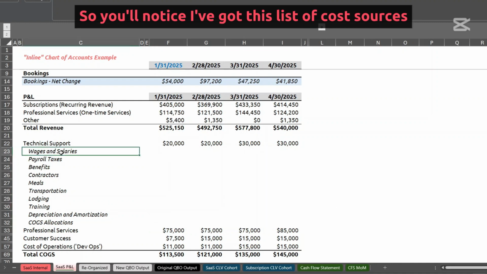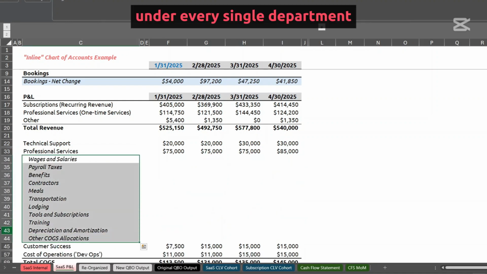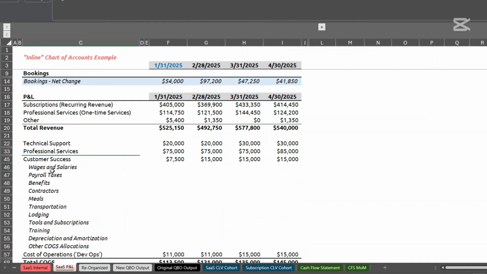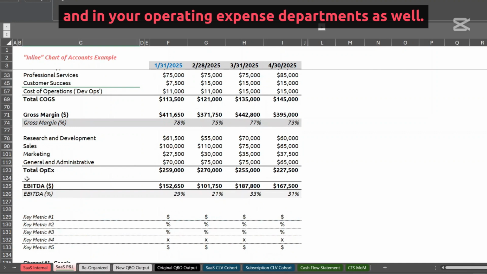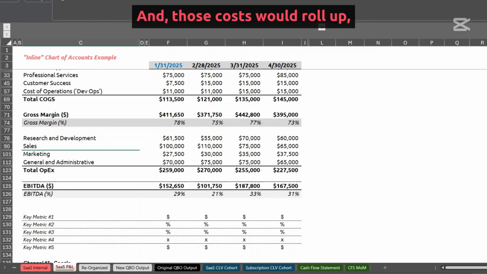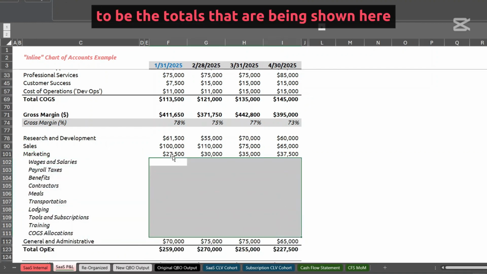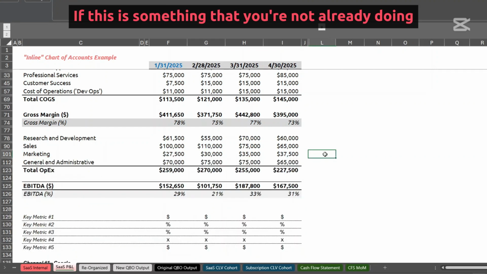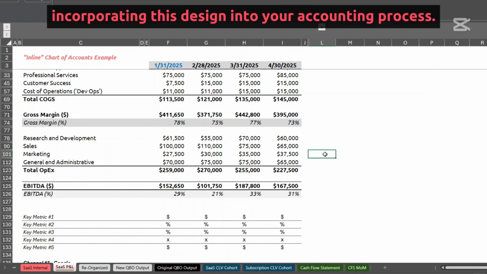So you'll notice I've got this list of cost sources. You would have the same list of those sources under every single department, in both cost of goods sold and in your operating expense departments as well. And those costs would roll up. These are blank, but they would roll up to be the totals that are being shown here for each department. If this is something that you're not already doing, I would highly suggest looking at incorporating this design into your accounting process.